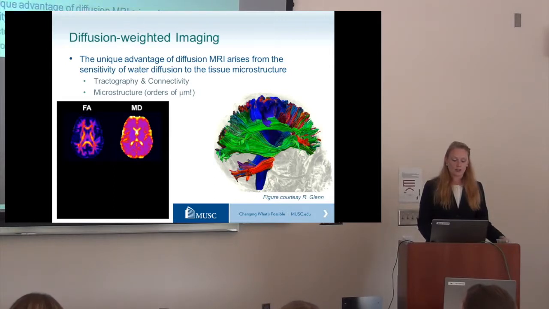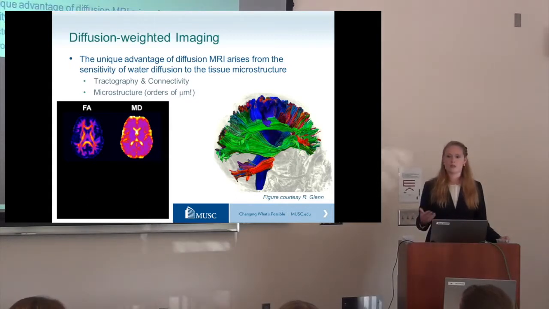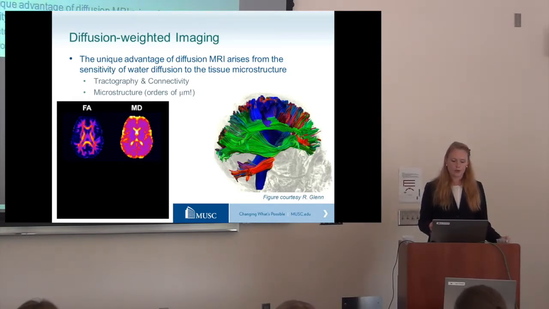Or fractional anisotropy, also very common, tells us something about the directionality or the preference of a certain direction over others of water diffusion. So inside of an axon, FA will be very high because all water molecules would be moving the same way instead of spreading out.